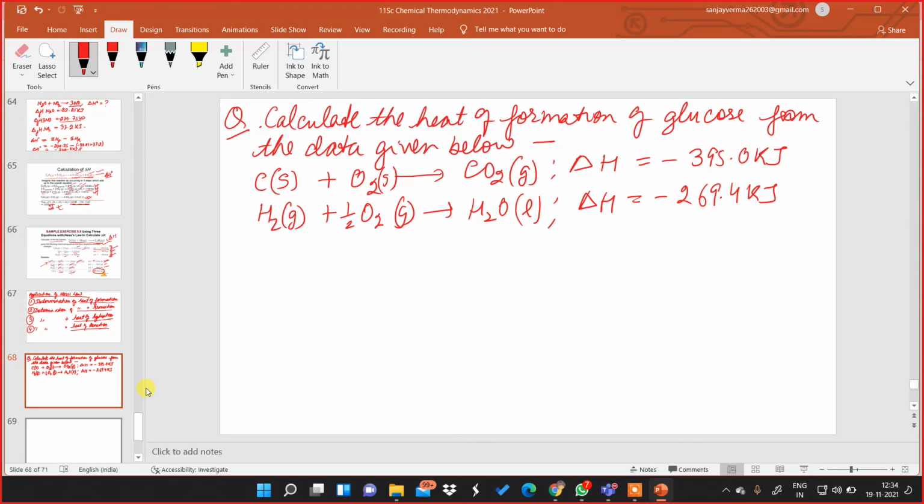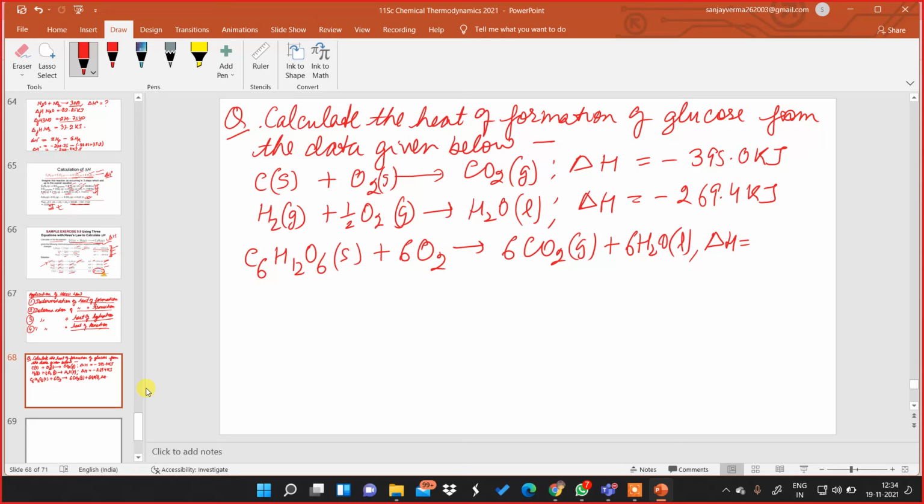And finally, we're talking about glucose, C6H12O6. In the solid state, it undergoes combustion. So I'm writing down the balanced equation. It is producing carbon dioxide gas and water, liquid state. And the enthalpy of this reaction is given as minus 2900 kilojoules. So this is the data given. Now, they are telling us to find the heat of formation of glucose from all this.